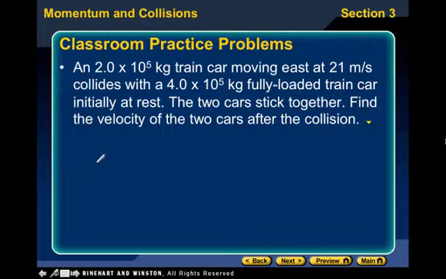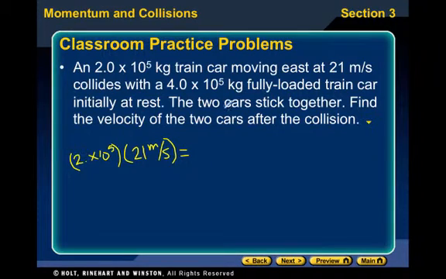So a 2 times 10 to the 5th kilogram train car is moving east at 21 meters per second and collides with this fully loaded train car at rest. So on the left side, initially the only momentum we have is the 2 times 10 to the 5th railroad car, because the other railroad car is at rest. So that would be 0. So I'm just going to write out this. And east I'm going to make positive, just in case we get a negative, that would mean west.